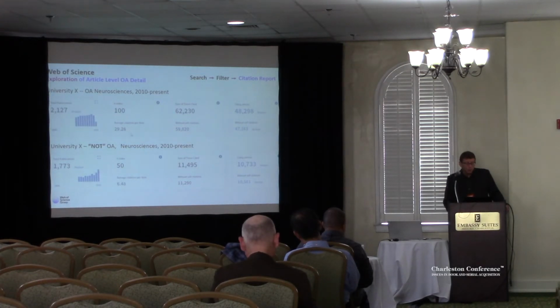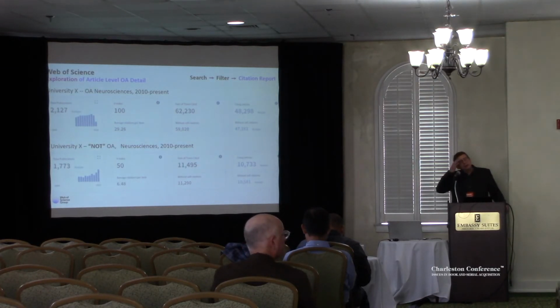University X, open access, 2010 to present, average cites per item, 29.26. Non-OA material, same time period, same discipline, 6.48 average cites per item. I don't want to go too far in drawing conclusions.